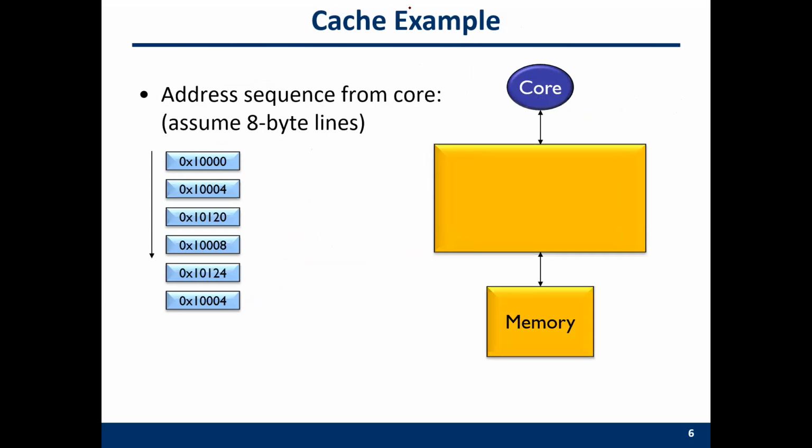So let me give you one example to explain the cache. Assume that we have these memory accesses, and assume we have an 8-byte cache line. Previously I introduced that we have a 64-byte cache line, but in this particular example, the cache line size is only 8 bytes. This is main memory, this is cache.